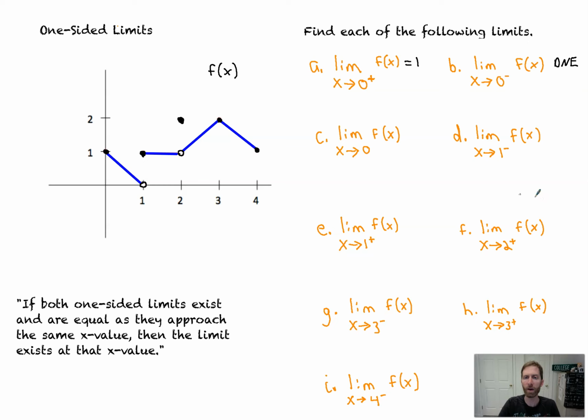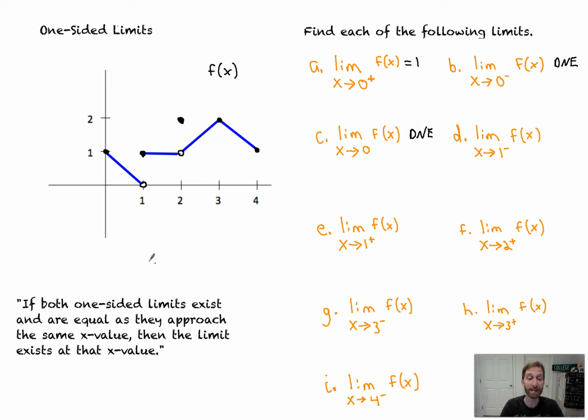Okay, now into part C, it says the limit as x approaches 0 of f of x. I put this problem in here to remind you that there's still our formal limit idea. Do we have a limit as x approaches 0? Meaning, as we approach x equals 0 from both sides, do we have the same y value? The answer is no. From the right side of 0, we have 1. From the left side, we can't approach. So this limit, therefore, does not exist.